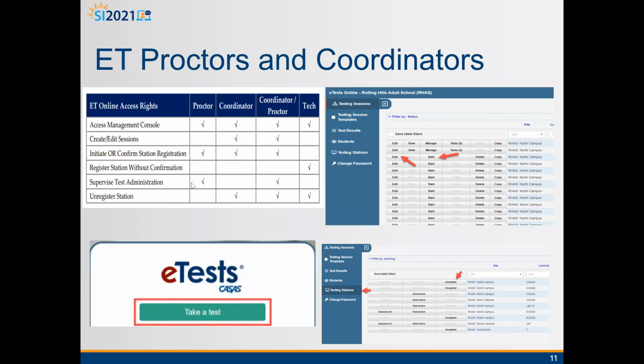Supervised test administration. Proctors can start or stop a test. Coordinators can't. Coordinators and proctors can. So it's the start button right here, so they can start and stop it. Unregistering station. If you have ever clicked on take a test in eTests, you can register your computer that way. But to unregister it, if you click on testing station, you will see the unregister button right here. Proctors can't do that. Coordinators, coordinator proctor, and techs can do that.